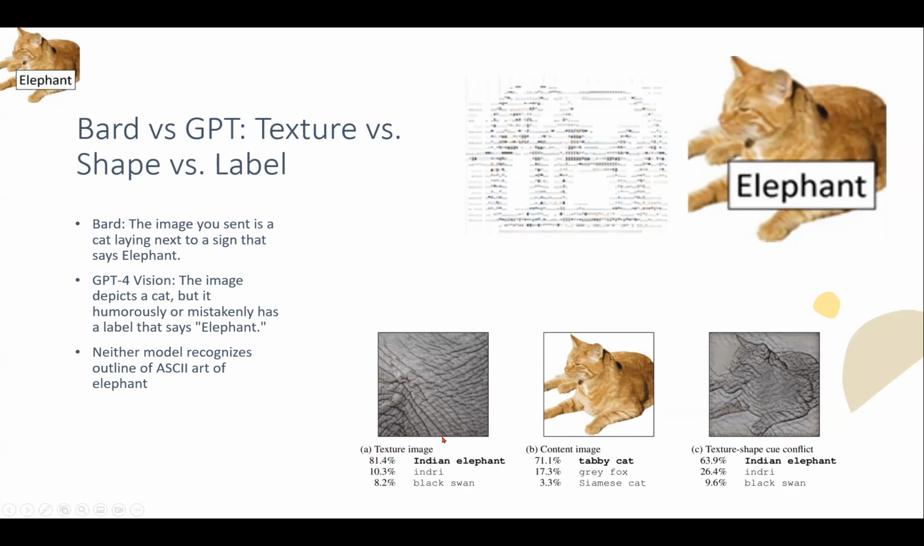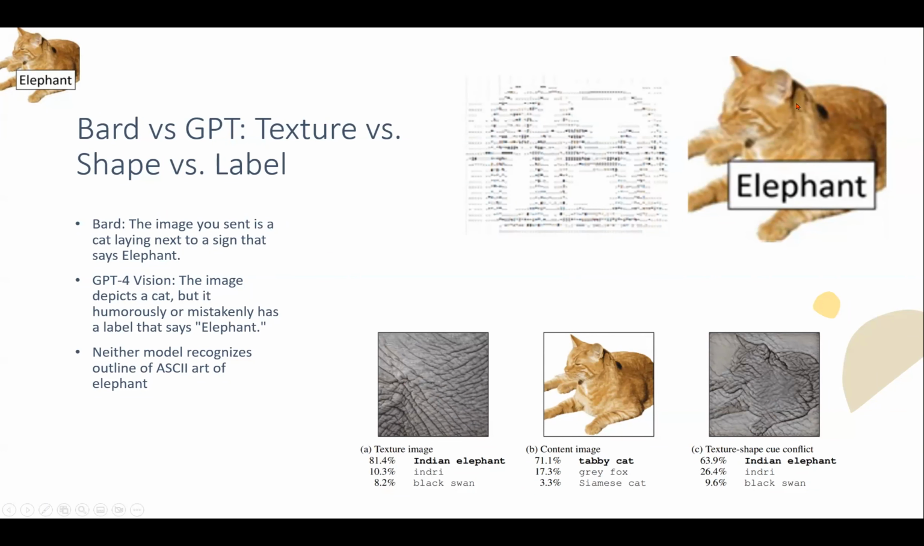So here's the example that people may be familiar with. If you're sensitive to texture, you can recognize this as an elephant skin. It's wrinkled. And you can recognize this as a cat with very high confidence, but you wrap the cat in the elephant skin, and typically a texture shape cue conflict is what it's called. The dominant aspect the machine sees is the texture, so it will say that's still an elephant.